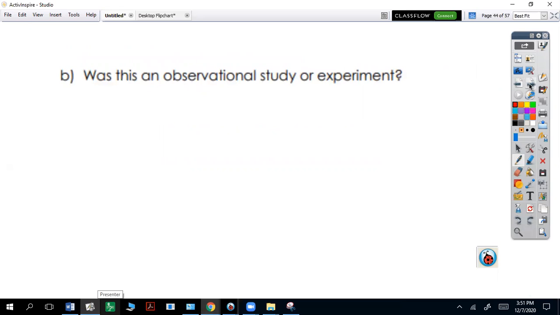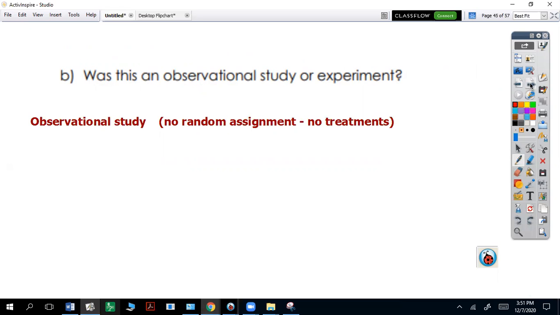Was this an observational study or experiment? Well, it was an observational study. There wasn't a random assignment. There were no treatments imposed. They were simply asking women about their chocolate intake and reporting the results.